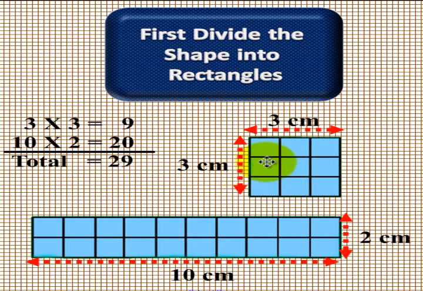Showing you what we mean here, we have a square and a rectangle. Now we just simply multiply 3 times 3 to give us 9, and 10 centimeters times 2 centimeters to give us 20 centimeters. The total, 29 centimeters. So that's how we determine the area.